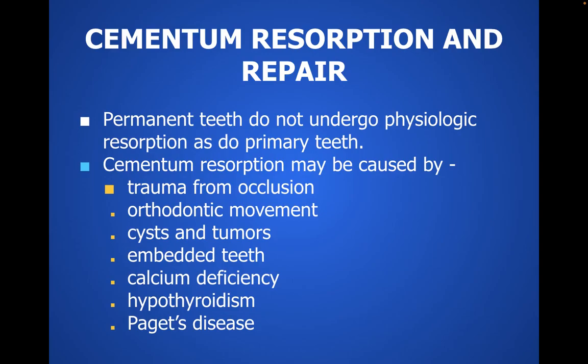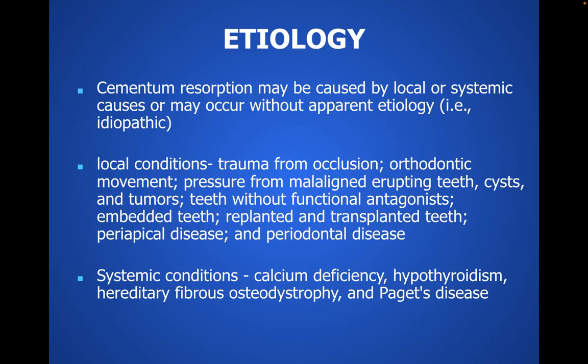Cementum resorption and repair. Like any other tissue, cementum also resorbs and repairs itself. Primary teeth undergo physiologic resorption. Permanent teeth do not. Cementum resorption may be caused by local factors, systemic factors, or it may be idiopathic, meaning it has no specific reason. The reasons can be trauma from occlusion, orthodontic movement, cysts and tumors, embedded teeth, calcium deficiency, hypothyroidism, and, like we discussed, Paget's disease. So what is the etiology of the resorption?